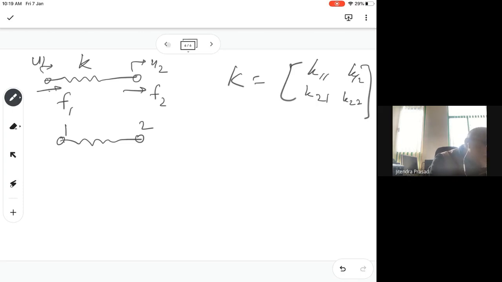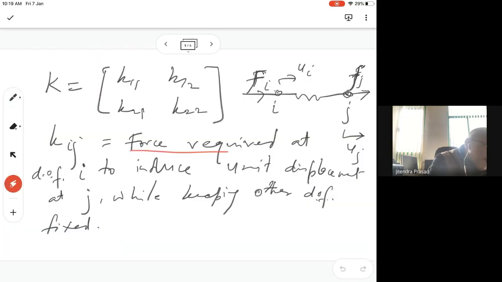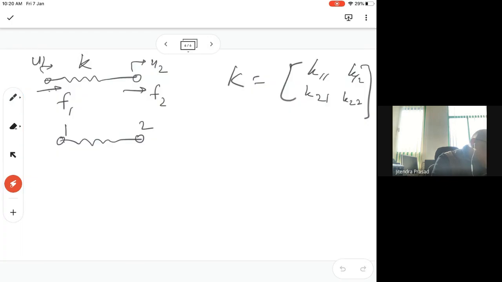So as per definition, this one, force required at degree of freedom 1 to induce unit displacement at degree of freedom 1. Or you can say also node in this case, because only one node I and node J. While keeping other degree of freedom fixed. Now here, what we are talking about? We are talking about we want to find out a force which is required at node 1 to induce a unit displacement at node 1.